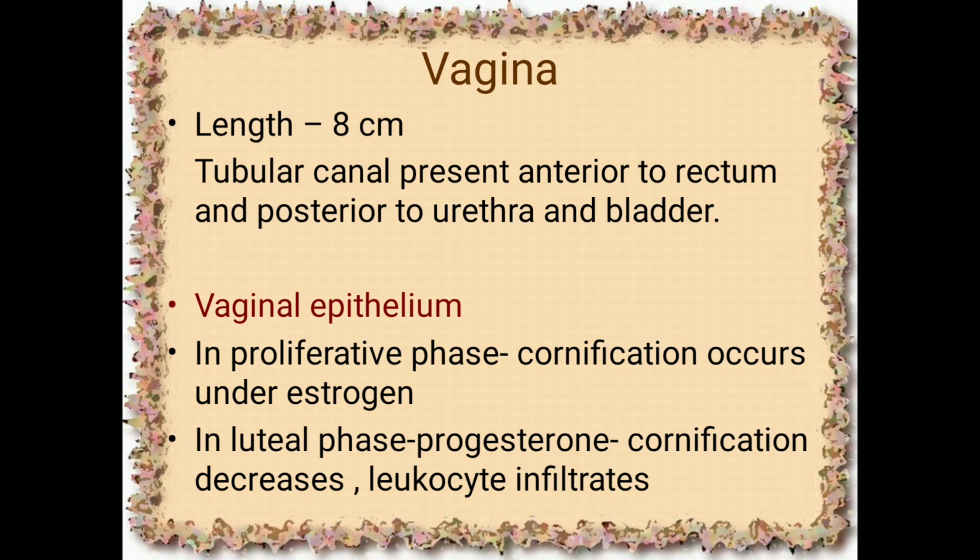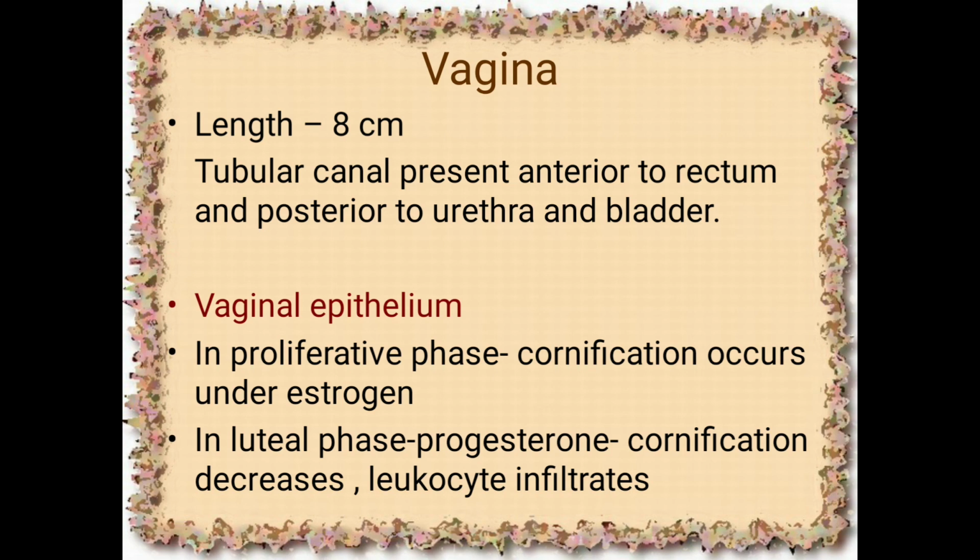In proliferative phase, the hormone estrogen will be more, and because of the estrogen, cornification of the vaginal epithelium occurs, so that they secrete thin mucus. In luteal phase, the hormone progesterone will be more. So the cornification of the epithelium is reduced under the influence of progesterone, and there will be infiltration of polymorphonuclear leukocytes. The epithelium proliferates to secrete thick mucus in luteal phase. So this is about the vaginal epithelium that changes during the different phases of menstrual cycle.